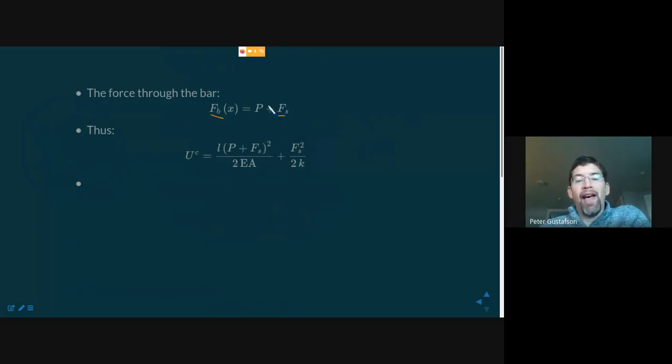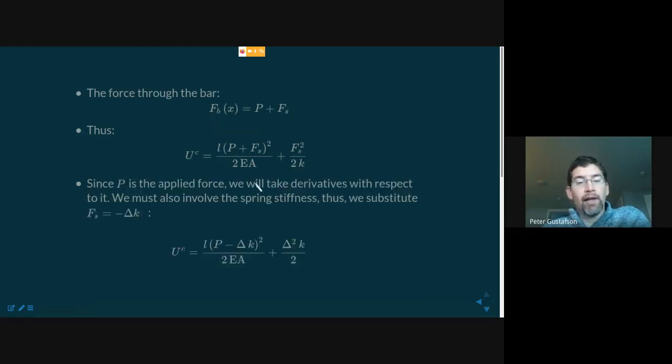So if we then plug that into our complementary energy equation, I've just made this a little substitution here. UC is equal to L over 2EA times (P plus Fs) squared plus Fs squared over 2K. Complementary energy, pretty easy to calculate. Now, since P is the applied force, we're going to take derivatives with respect to it.